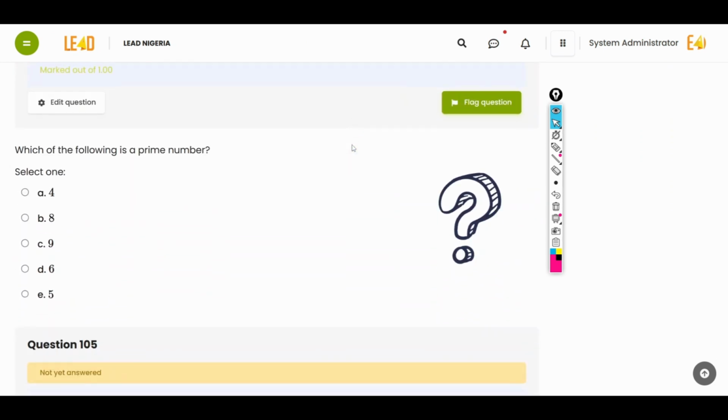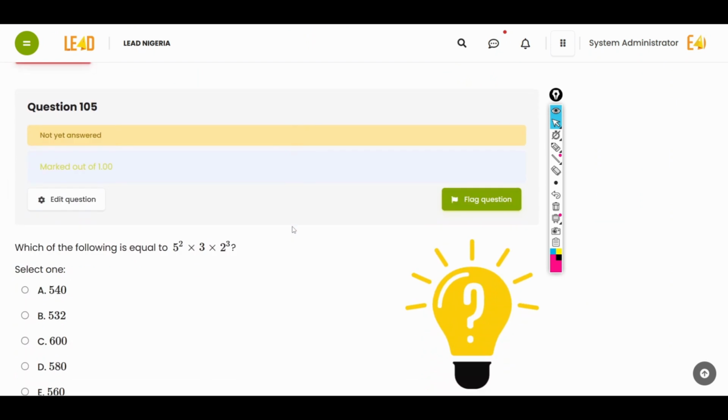Question 104 says, which of them is a prime number? Prime numbers are numbers that can only be divided by 1 and themselves. So let's look at the options. 4 is not a prime number because 4 can be divided by 2. 8 is not; 8 can be divided by 2 and 4. 9 is not; 9 can be divided by 3. 6 is not; 6 can be divided by 2 and 3. 5 is the correct option because 5 can be divided by only 1 and itself.